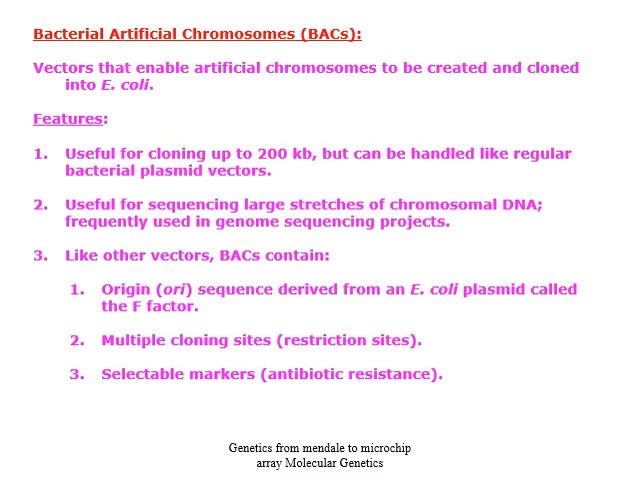Bacterial artificial chromosome, a vector that enables an artificial chromosome to be created and cloned into E. coli. Useful for cloning up to 200 kilobase pairs, but can be handled like a regular bacterial plasmid vector. Useful for sequencing large stretches of chromosomal DNA, frequently used in genome sequencing projects. Like other vectors, a bacterial artificial chromosome contains an origin sequence derived from the E. coli plasmid called F factor, a multiple cloning site, restriction site, and selectable marker, antibiotic resistance.